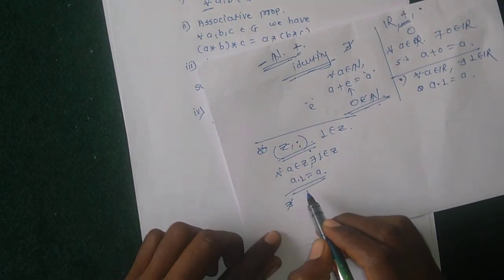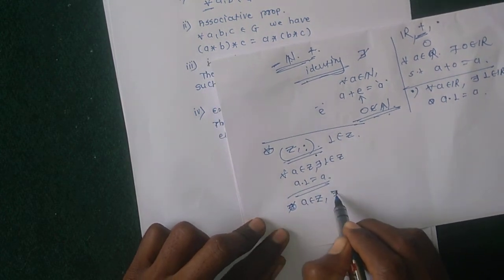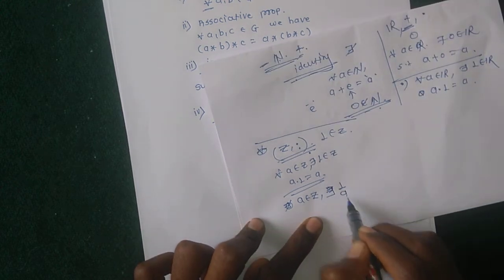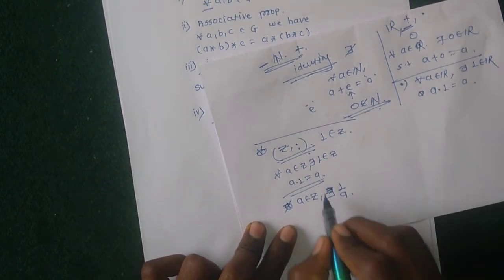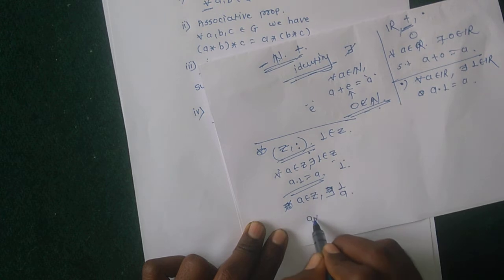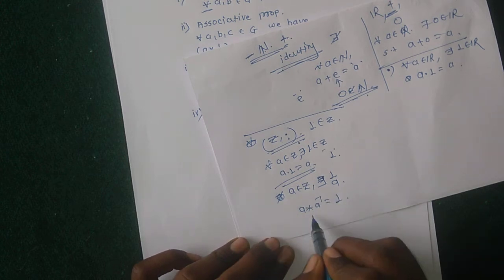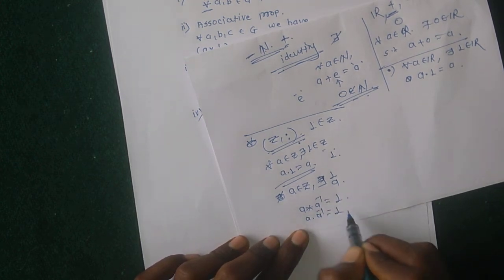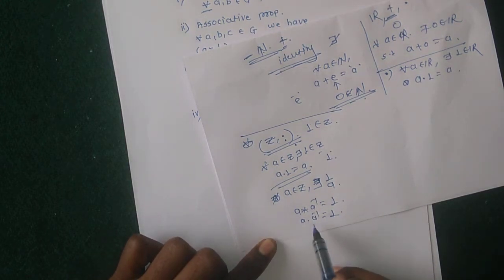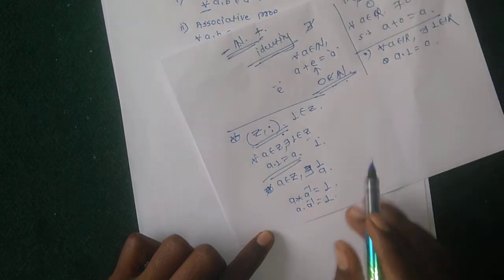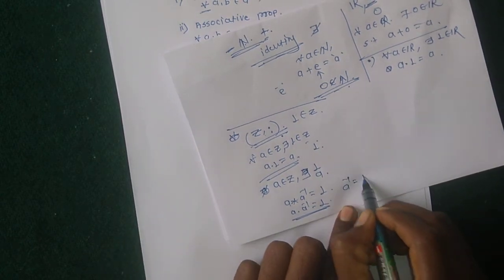That means for A belonging to the set of integers Z, there does not exist 1 upon A. Here the inverse with respect to multiplication is 1 upon A, because the identity element is 1, and A times A inverse equals 1. When this equality is satisfied, the value of A inverse is 1 upon A.